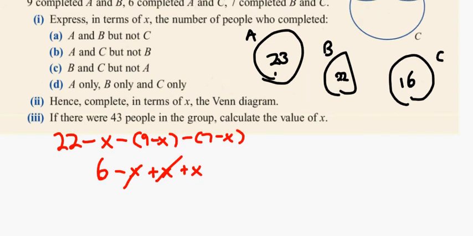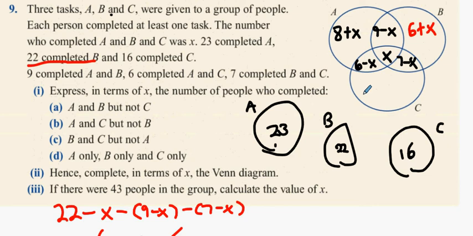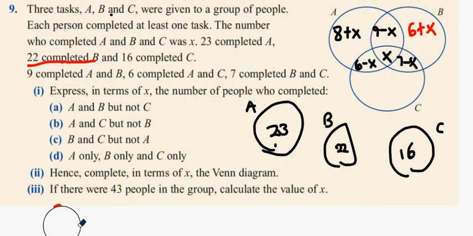What's next then? We got to do C. How'd you do C, lads? There's 16 there. What do we do now? 16 people are located in C. So what do we need to take away? What else? What else?